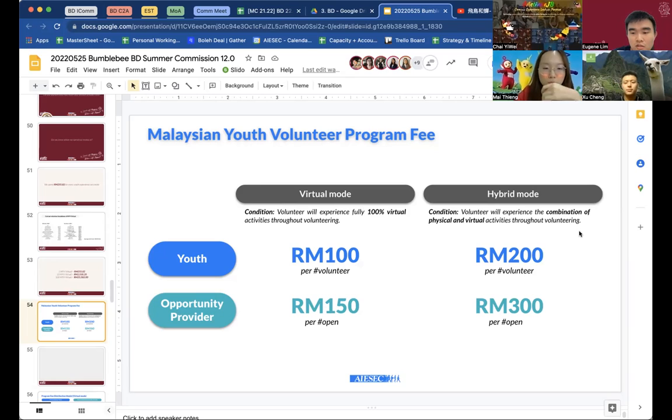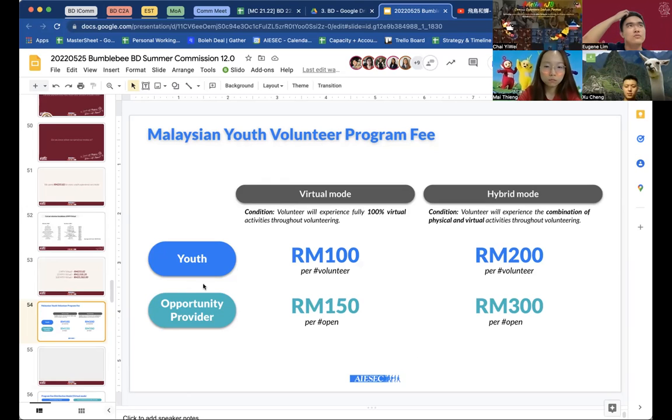And for hybrid mode, we actually count the amount already, and the average amount is actually 500 per person. Meaning if you're running hybrid and physical operations, you do need to secure more sales also, because for one person you're spending 500. I mean, the youth fee is 200, but you still need another 300 to cover, and it's not even including accommodation and all those different costs. So from here, you can actually see the amount.